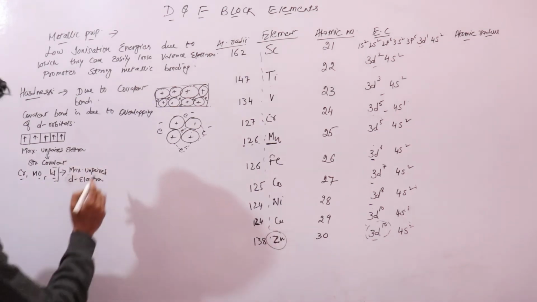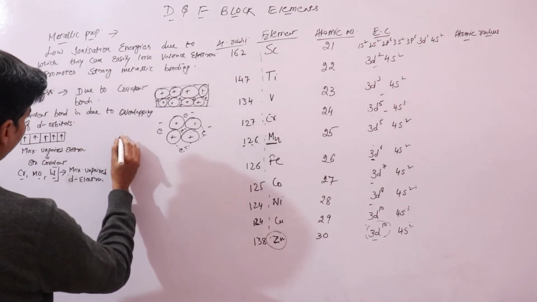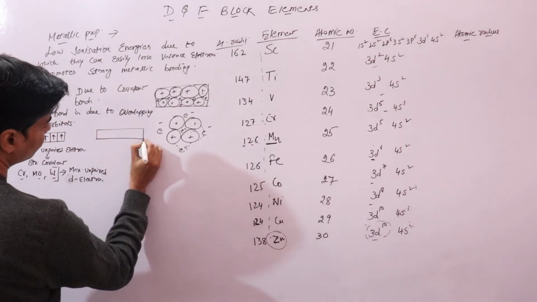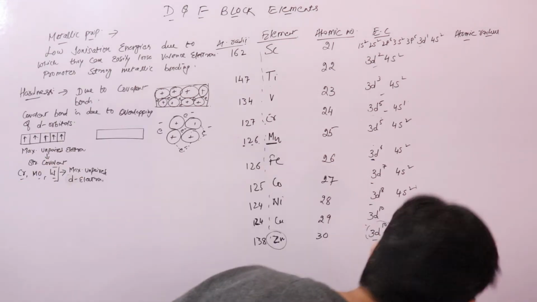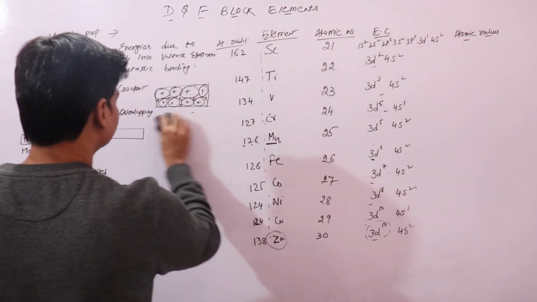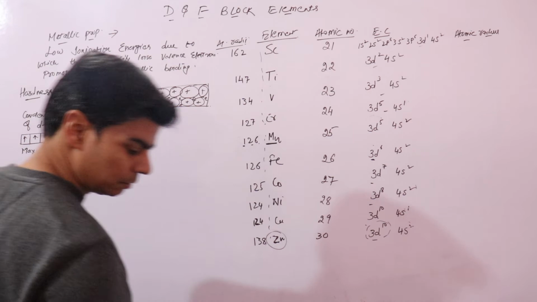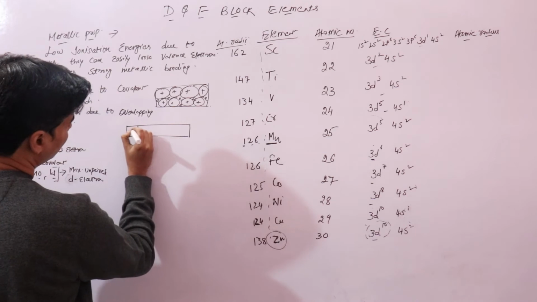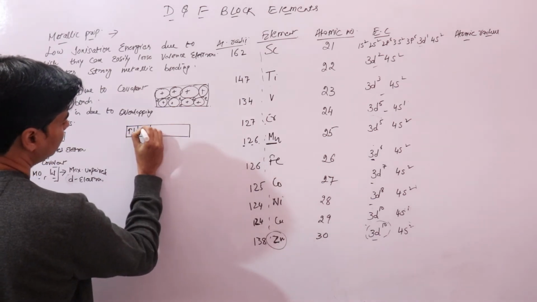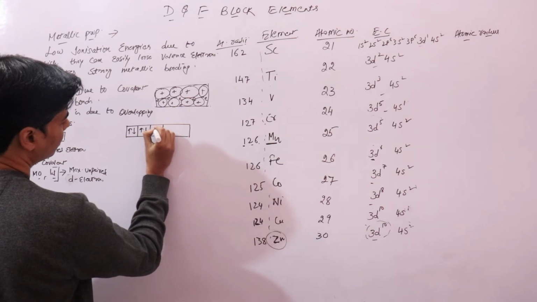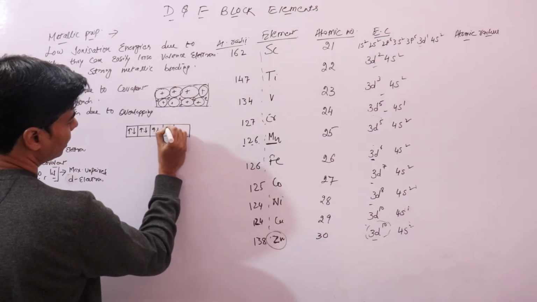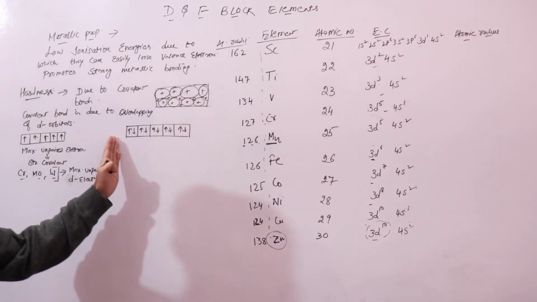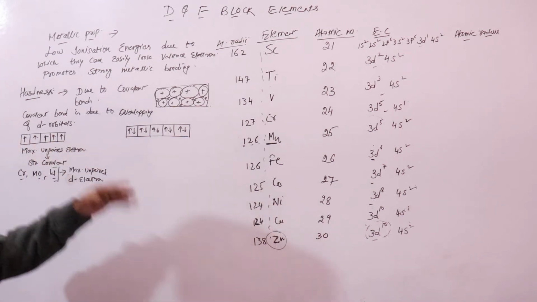On the other hand, if we look at other metal atoms, those metal atoms that possess all filled d orbitals, these d orbitals are filled. An orbital can have a maximum of 2 electrons, and you can see all orbitals have 2 electrons, so these are filled orbitals. These are half filled orbitals.